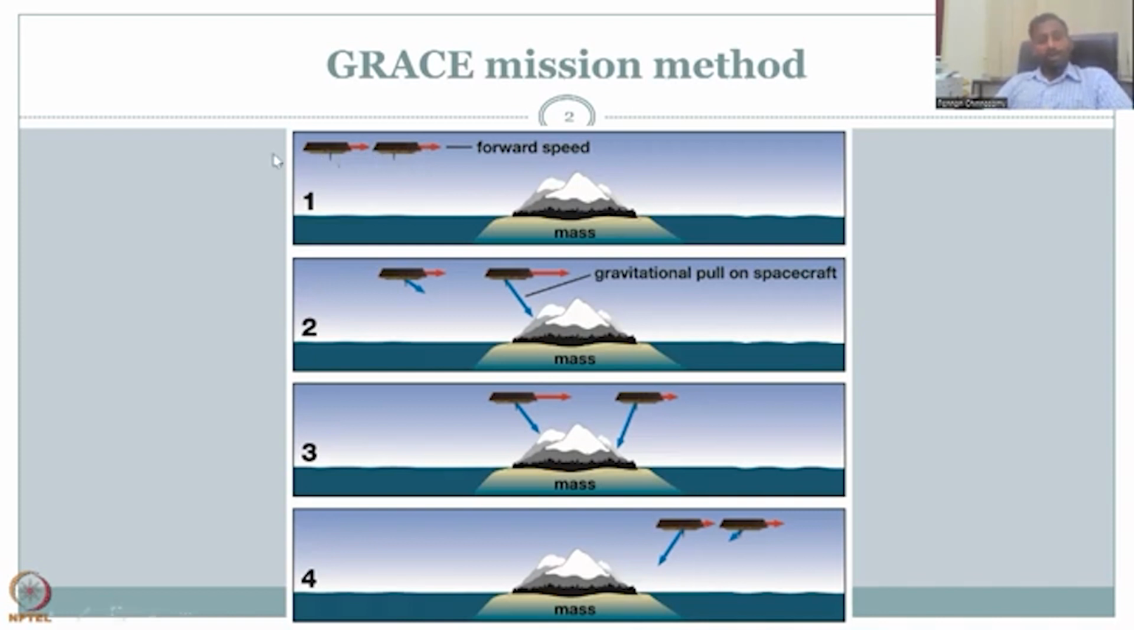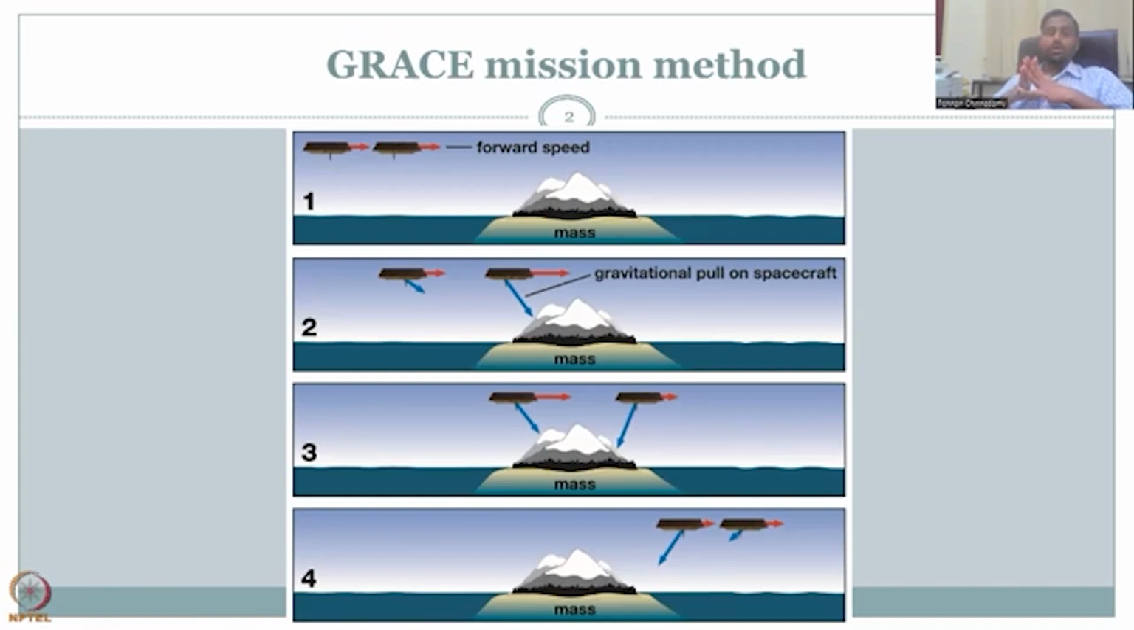There are multiple sensors in both these satellites, but the most important aspect about GRACE is that it does not have very complicated instruments in the satellite. It has a very, very highly sophisticated accelerometer. What is an accelerometer? It measures speed, change in speed and acceleration. So that is all we have for GRACE.